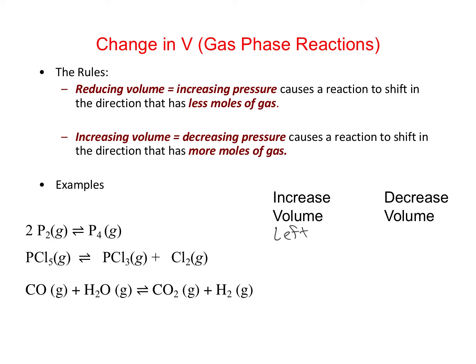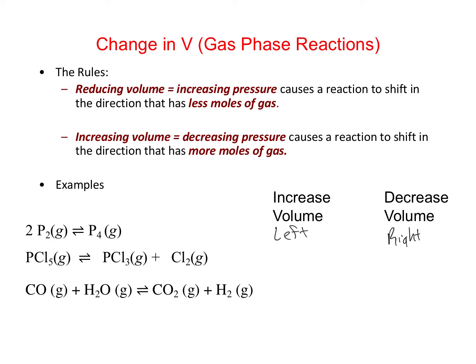When we decrease the volume, the reaction is going to shift to the side that has fewer moles of gas. Right? When we compress it, we're adding the stress of that increased pressure. To release that pressure, the reaction will shift to the side that has fewer moles of gas. So when we decrease the volume of this system, that's going to shift the reaction to the right.